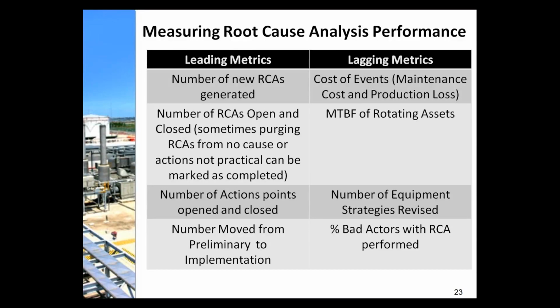So again, what you're measuring on the leading side are all the activities of a root cause work process. On the right side, on the lagging metrics, you're measuring all the results. The cost of the events, mean time between failure of rotating assets, the number of equipment strategies revised, and the percent of bad actors and other high failure pieces of equipment that an RCA was performed on. So again, important difference between leading and lagging. Leading are the activities and lagging are the results.